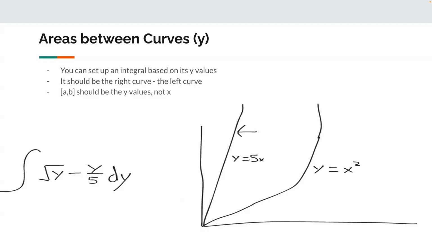We solve for x and get x is equal to some form of y. Since we have it expressed in terms of y, it's going to be the right curve minus the left curve. It's not the top or bottom curve anymore; it's the right minus the left. And that's how you'll find the area between them. So in this case, it'll be the integral of the square root of y minus y over 5 dy. In different scenarios with different functions, express it in terms of y or x, depending on whether it's top and bottom or left and right.